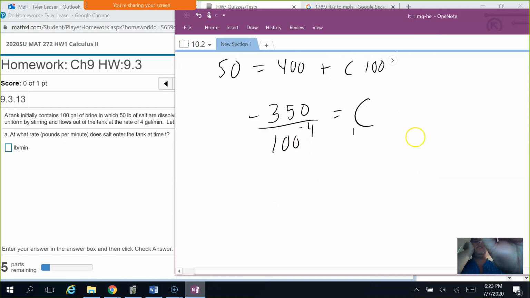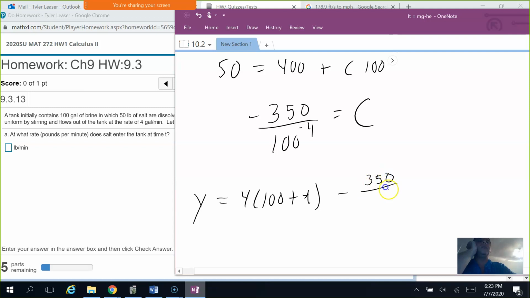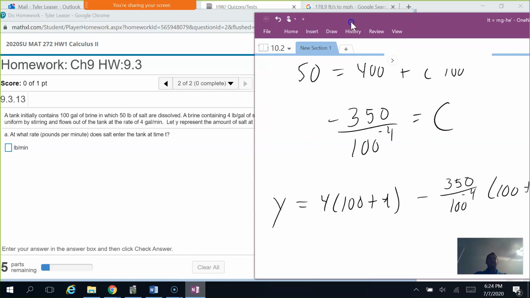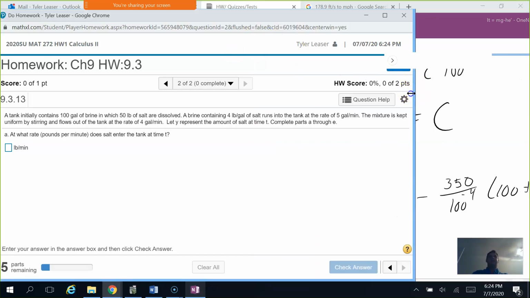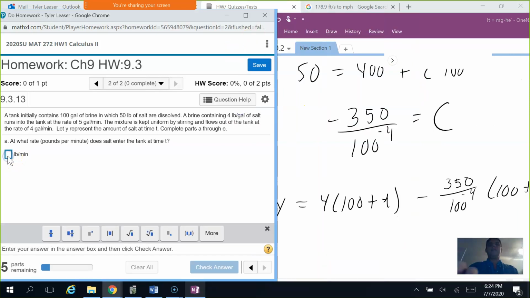That means that my answer to this question, at least for part A, y is going to be 4 times 100 plus t, and you could distribute the 4 if you really wanted to, minus c, which was 350 over 100 to the negative 4, times 100 plus t to the negative 4. And that answer looks awful, and it kind of is. But let's type it in to see if we got at least part A right.